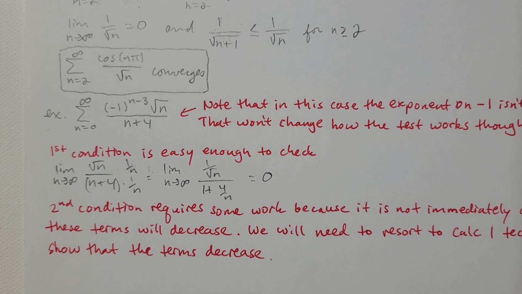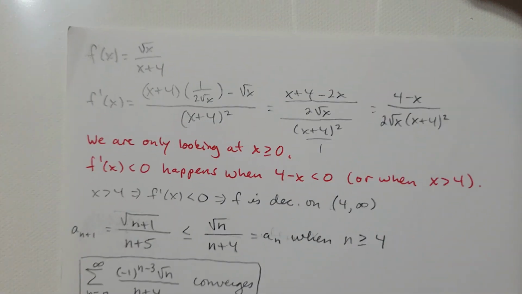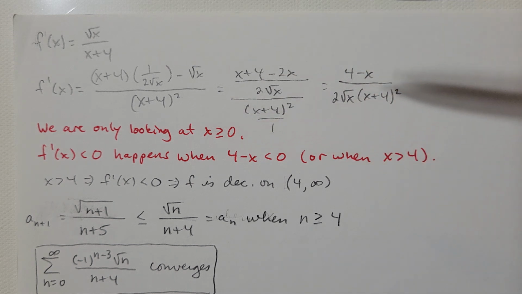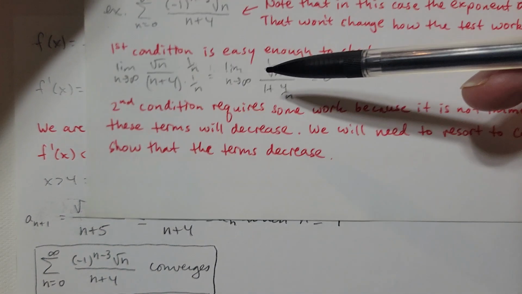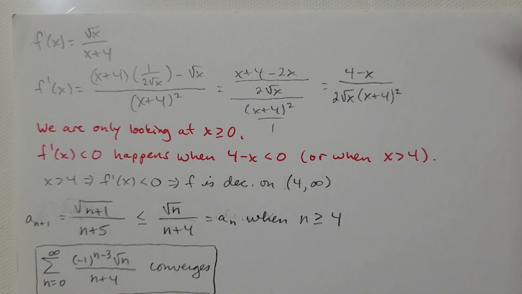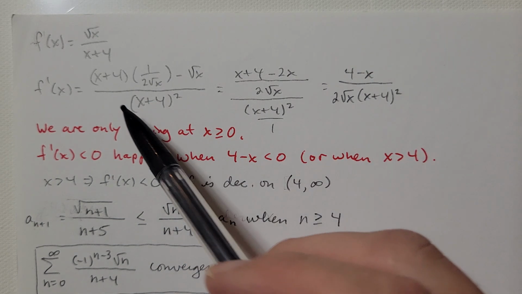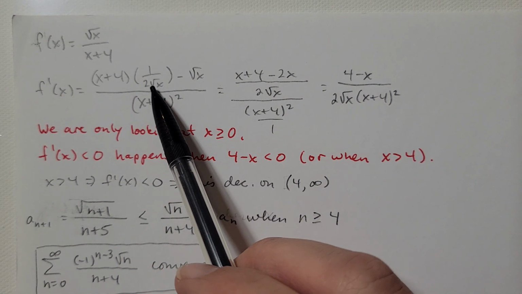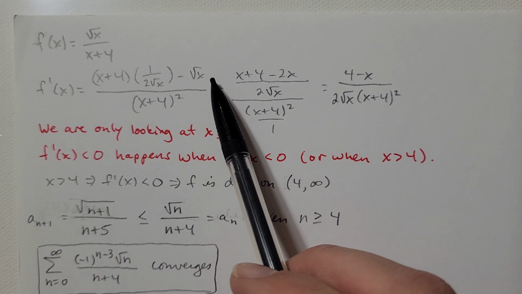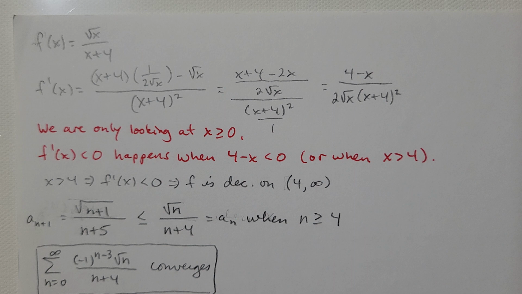Okay, so we're going to use Calc 1 methods here. We've got to show that the terms decrease. Well, if we have the function f of x equals the square root of x divided by x plus 4, then let's see, f prime of x, using the first derivative test, that'd be a quotient rule. So the bottom times the derivative of the top is 1 divided by 2 root x, minus the top, which is root x, times the derivative of the bottom, that's 1, all over the bottom squared.